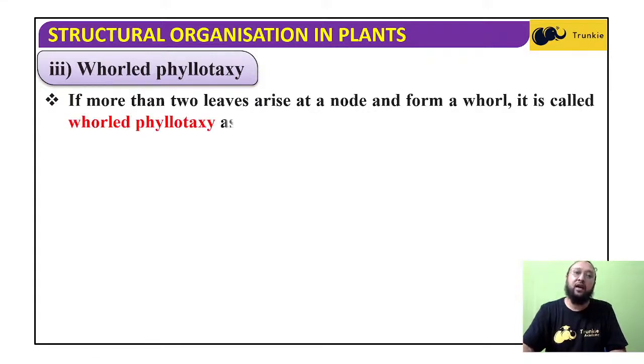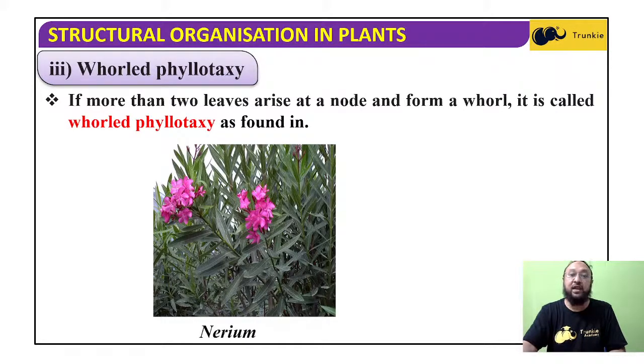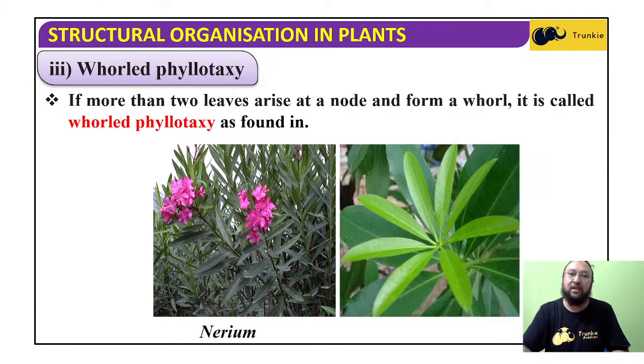Now whorled. If more than two leaves arise at a node and form a whorl, then it is called whorled phyllotaxy, as found in Nerium. So more than two. They are not opposite or alternate, but there are 3, 4, 5 leaves from one node. Nerium and Alstonia, so they are whorled phyllotaxy.